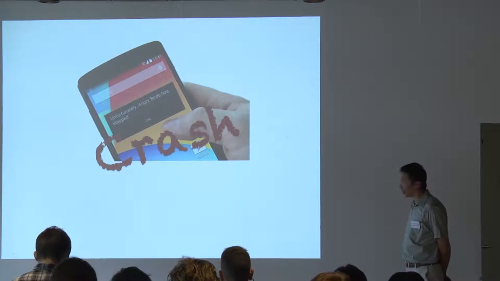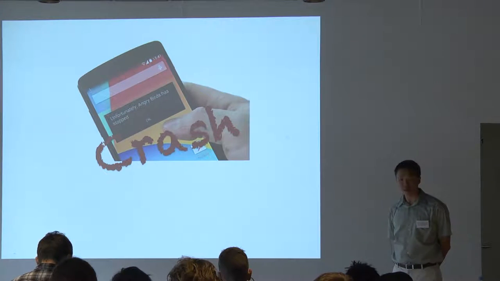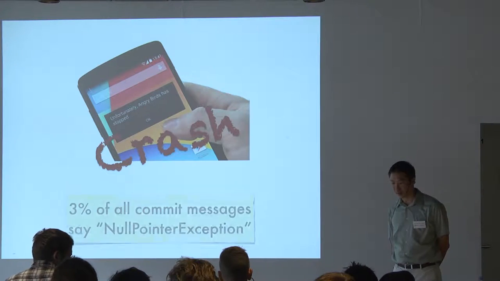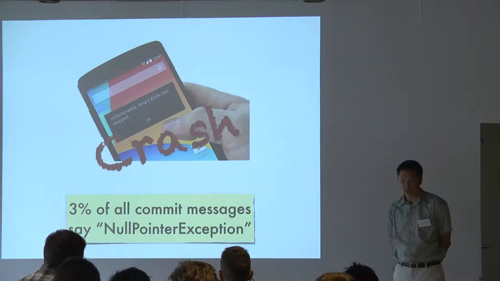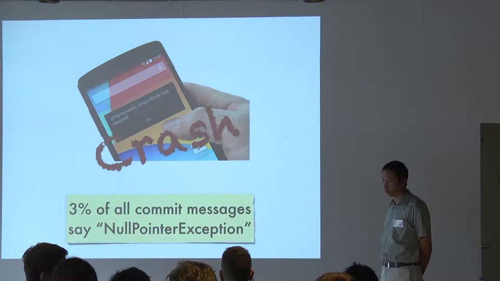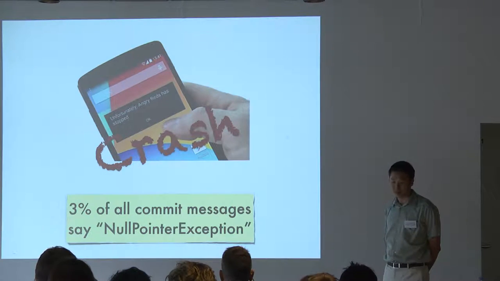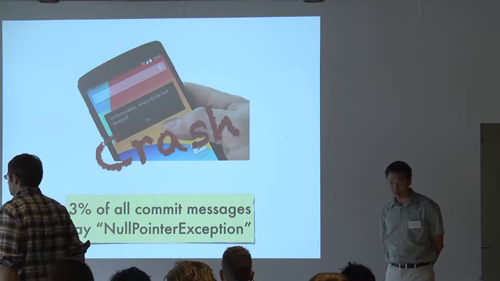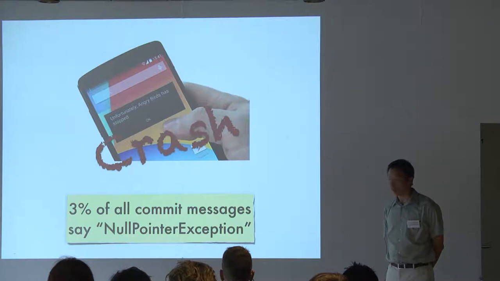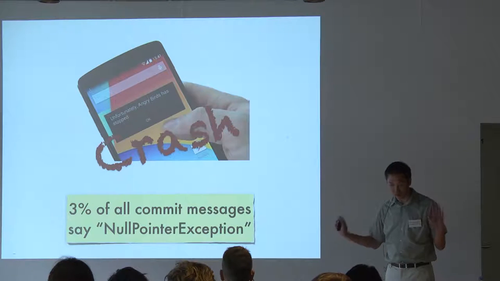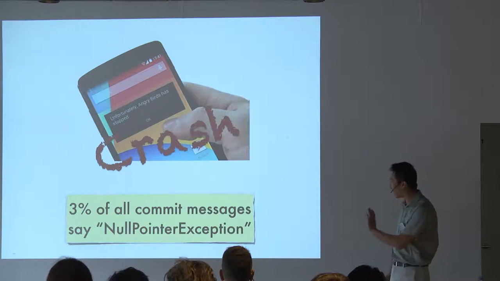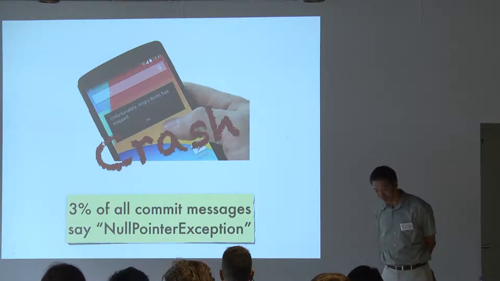All right, so again, the motivation is that we have this crash. And just as a rough point of how important it is, we looked at our corpus of applications that we tested on, and we quickly searched for how many times commit messages say null pointer exception. I was actually quite surprised that 3% of the commit messages say something about null pointer exceptions. And we all know how great developers are at writing informative, detailed commit messages, right? So I expect this to be an undercount.